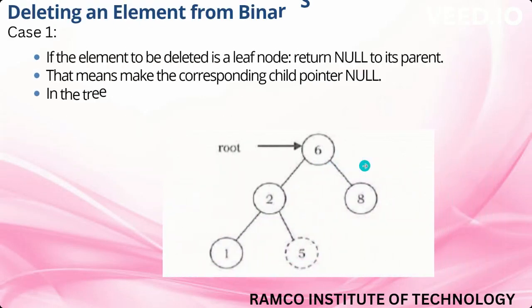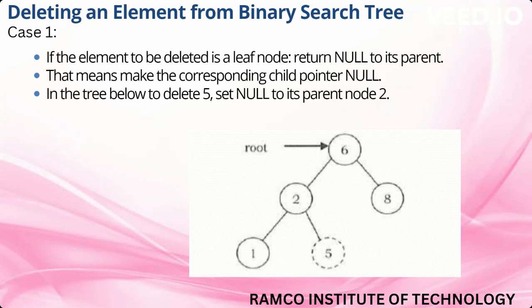The next is deleting an element from the binary search tree. There are three types of cases in deleting an element. Case 1: if the element to be deleted is a leaf node, then we simply return null to its parent, which means make the corresponding child pointer null. In the given tree, we are going to delete the key element 5. Simply set the null value to its parent node 2. This is case 1.